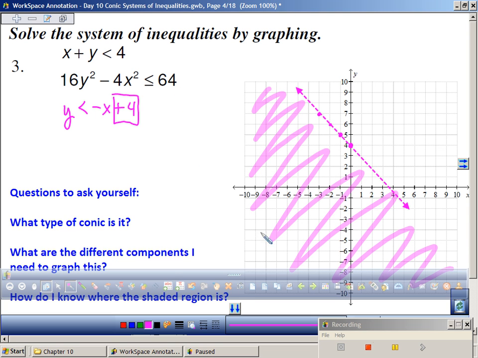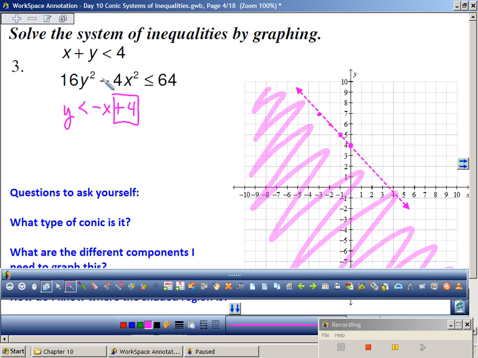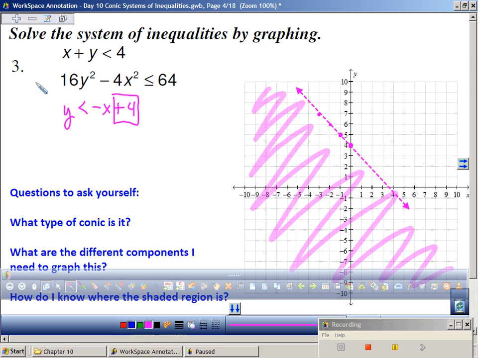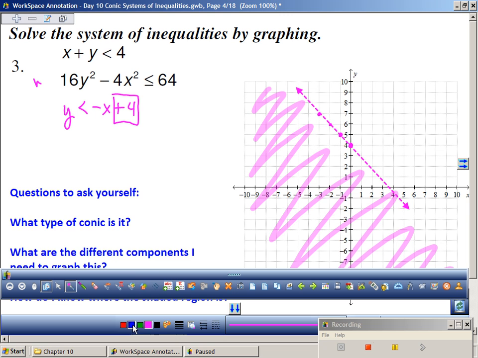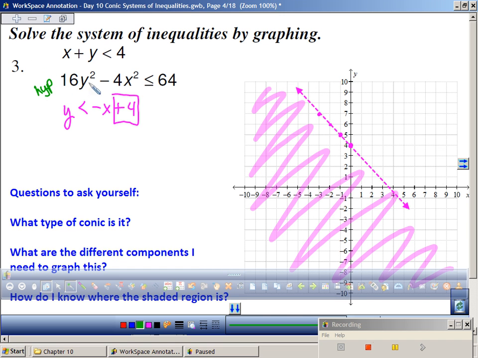Okay, go ahead. It's a hyperbola because there's a negative sign, and there's a y squared and an x squared. So that means it's a hyperbola. I wanted to change my color. Green. So it's a hyperbola with a y, not a u. A hyperbola, and what's the orientation of it?